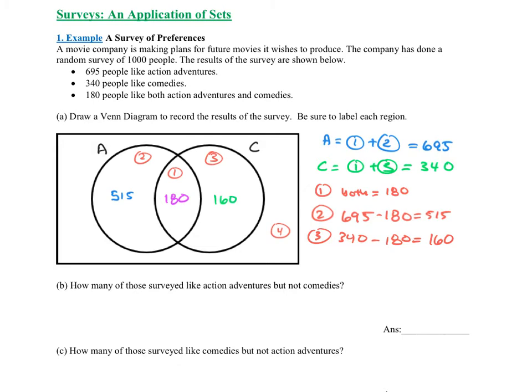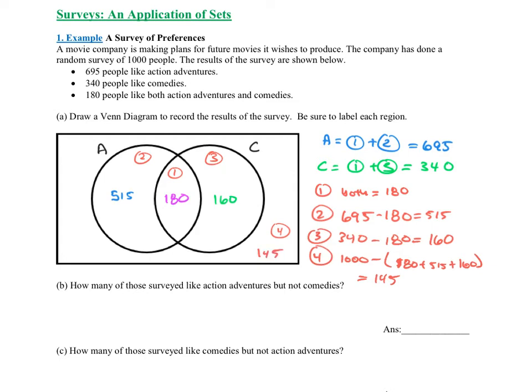Now I want you to look at region 4. Again, I know the total must be 1,000. So if the total is 1,000, I want to take off the sum of all the rest of them. Add region 1, which was 180, plus region 2, which was 515, plus region 3, which was 160. Add those together and then subtract that from 1,000. I'm ending up with 145 people. So the remainder is 145 people.